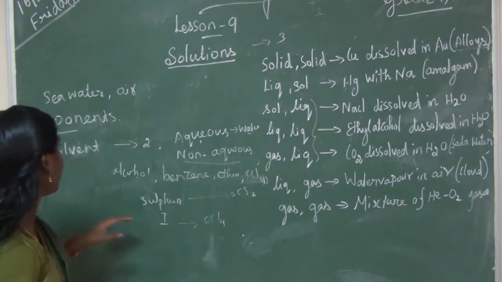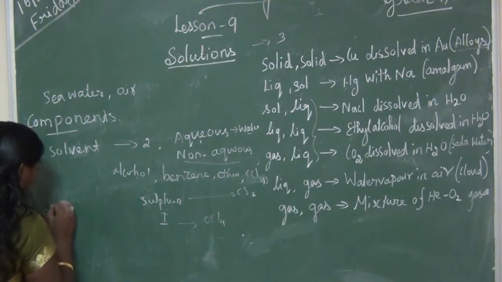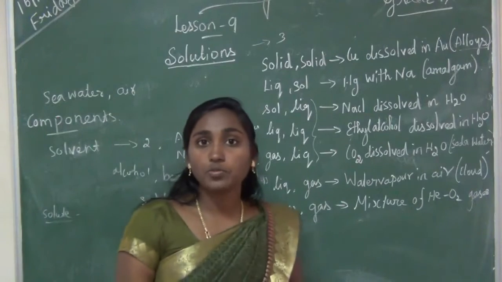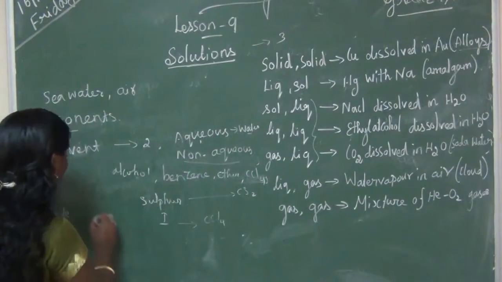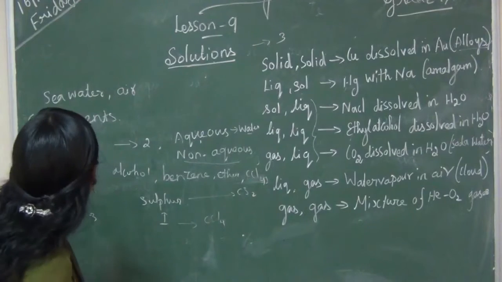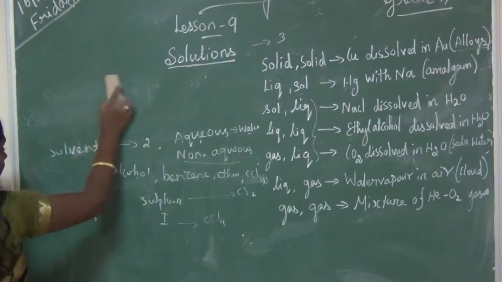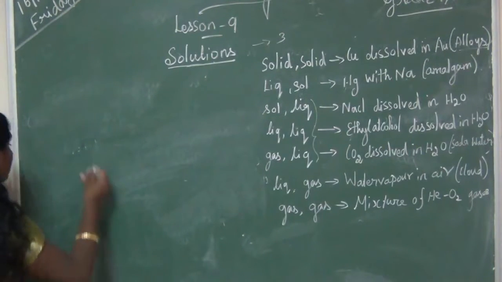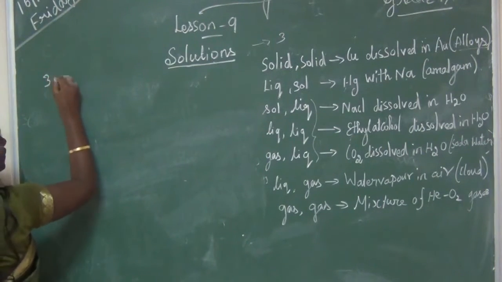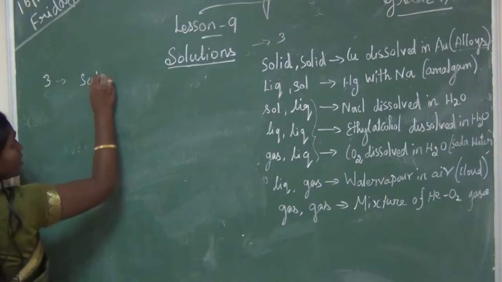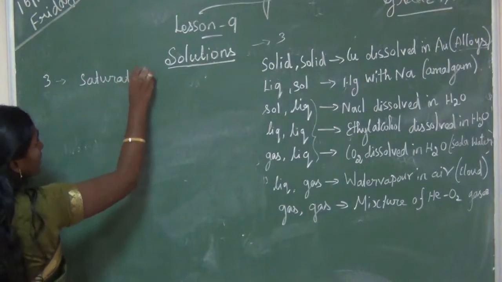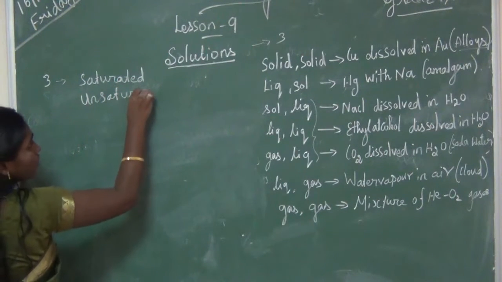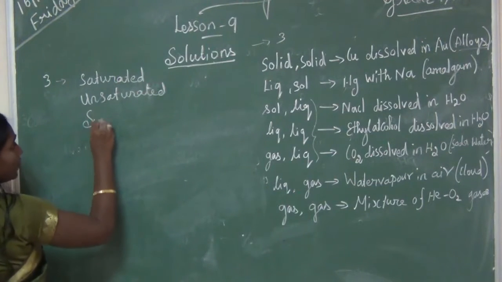Next we are going to study based on the amount of solute. Based on the amount of solute, solution is classified into three types. This is my thing, so listen carefully. Based on the amount of solute, solutions are classified into three types. That is saturated solution, then unsaturated solution, supersaturated solution.